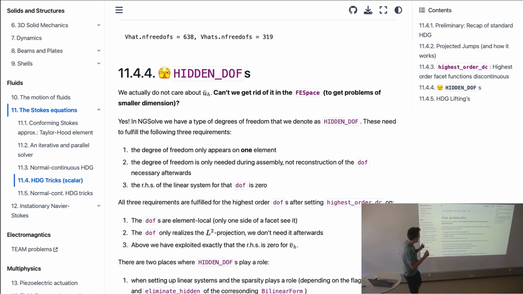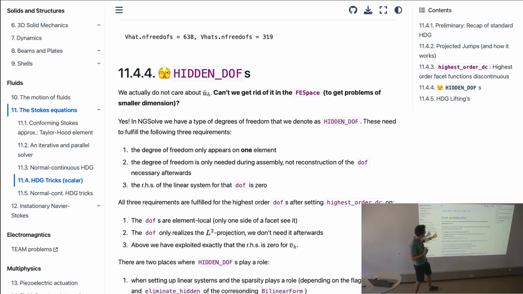I already mentioned that we have local DOFs, degrees of freedom associated to the volume, in the interior, that don't have a direct coupling with neighboring unknowns. Then we have interface DOFs. These are the unknowns that remain in the global linear system. Distinguishing between those two types is important, for example, for doing static condensation in a very generic way in NGSolve. So now we also introduce hidden DOFs.